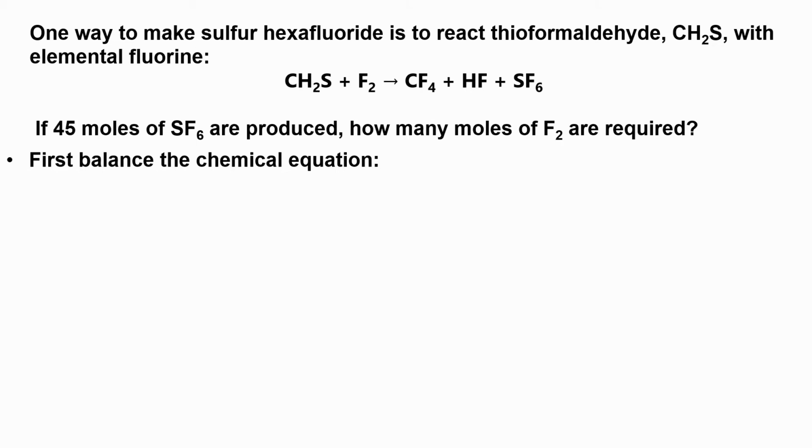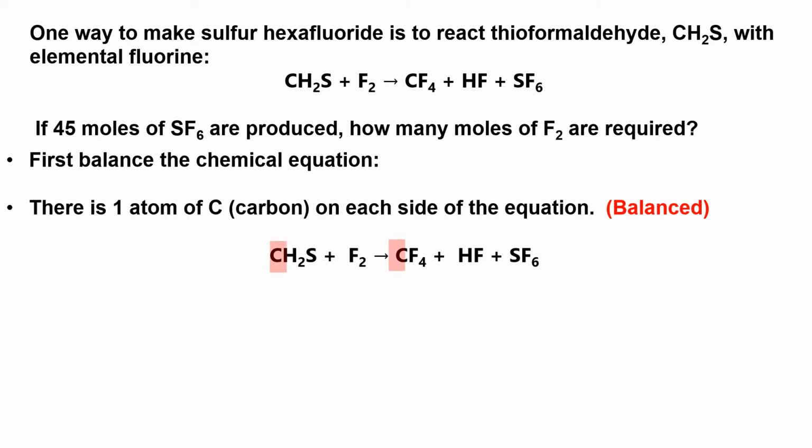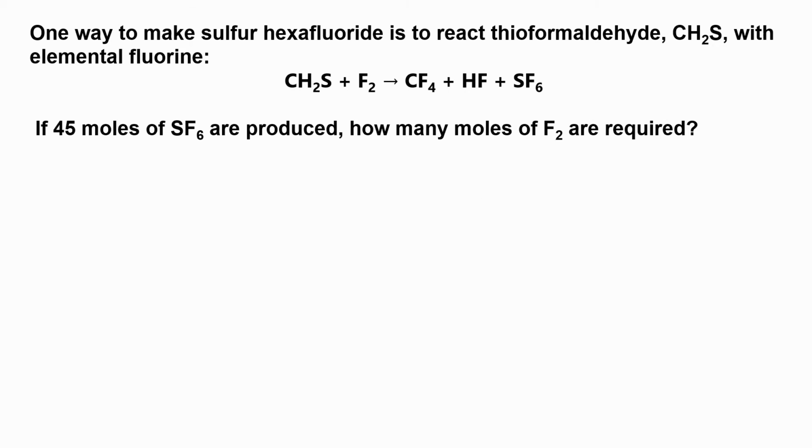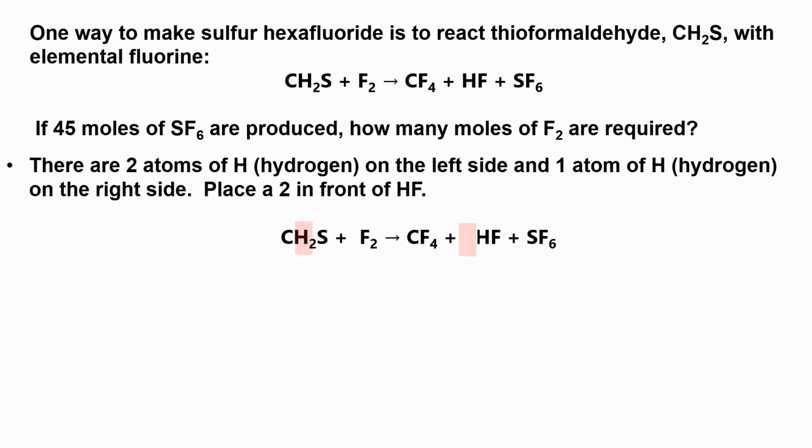First, balance the chemical equation. There is one atom of C on each side of the equation, so therefore the carbon is balanced. There is one atom of S on each side of the equation, so sulfur is also balanced. There are 2 atoms of H on the left side and 1 atom of H on the right side. So place a 2 in front of HF, hydrogen fluoride.